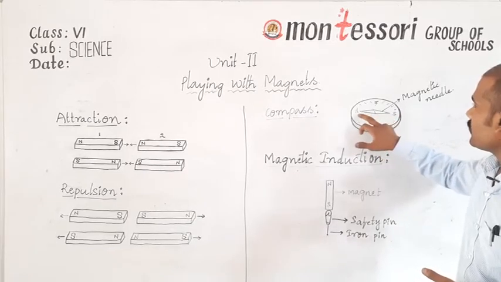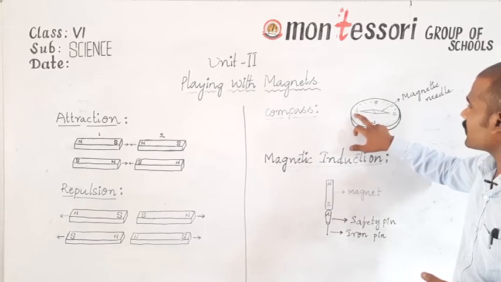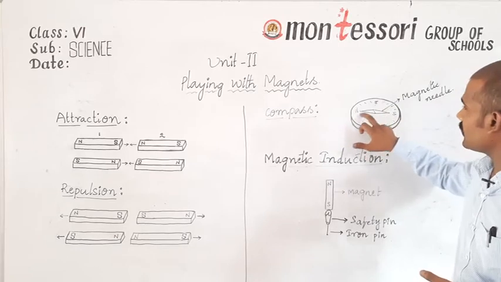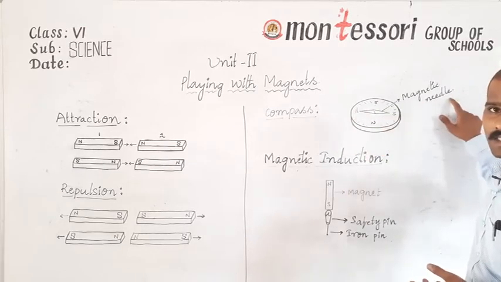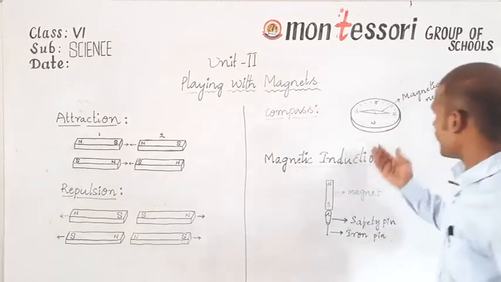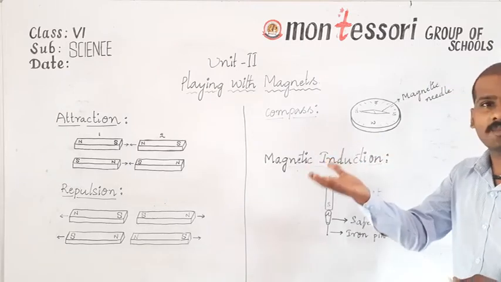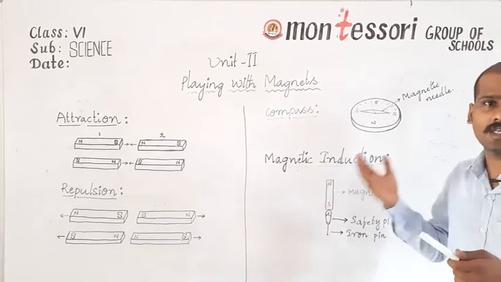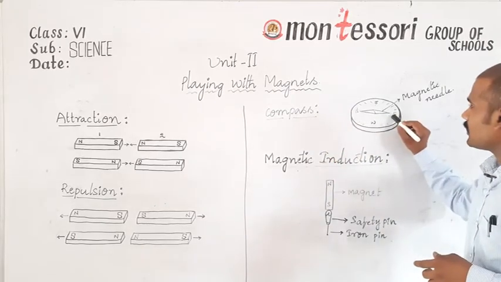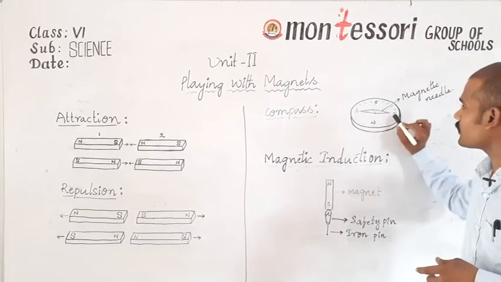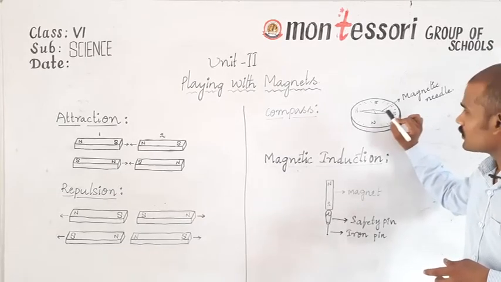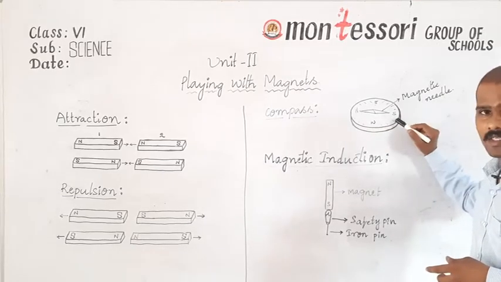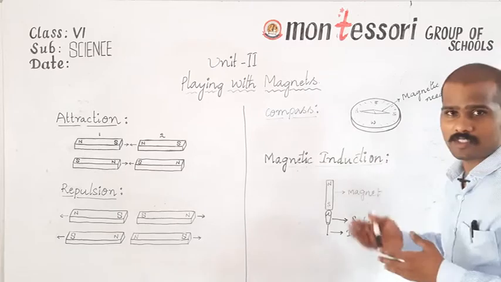You can see here they have given some markings: north, west, south and east, and in the middle it contains the magnetic needle. When you place this compass at any particular place where you want to know the directions of north, south, east and west, the magnetic needle will always show the direction of north and south. With the help of the magnetic needle in the compass, we can find the directions of north, east, west and south.